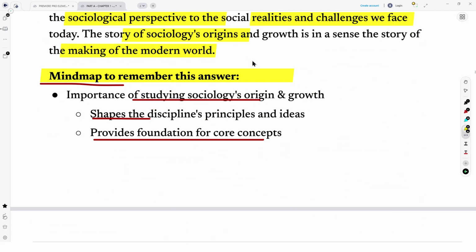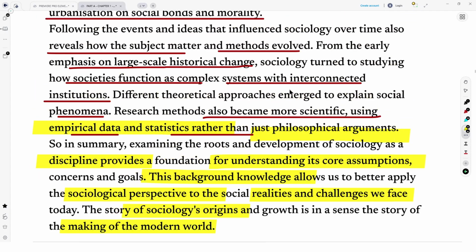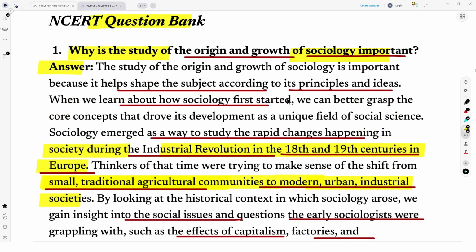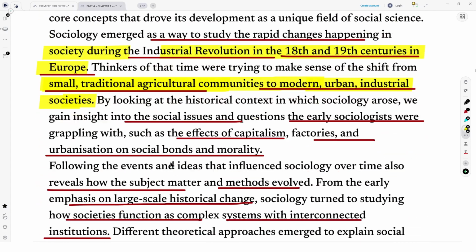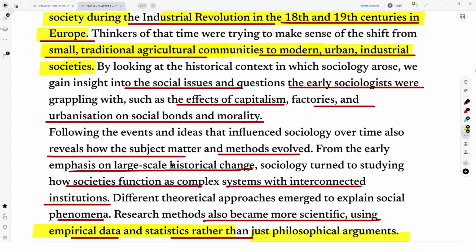You need to remember the mind map, and with the mind map you will be able to write it all together. The concept is very simple and easy, but you need to remember these key concepts: the Industrial Revolution in the 18th and 19th century, which happened in Europe, and the shift from agricultural communities to modern urban and industrial societies. Capitalism was rampant and was being promoted. So that's about it. Very simple and easy.